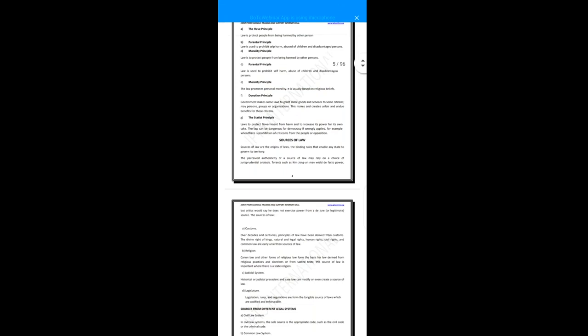Law is also used to protect individuals from other persons. Now that's the morality principle. We have 5 principles: the harm principle, the parental principle, the morality principle, the donation principle, the status principle. Those are the 5 principles. I've explained the harm principle. That is, the law is there to protect an individual from being harmed by other persons.